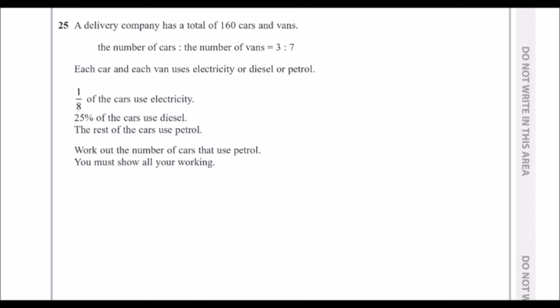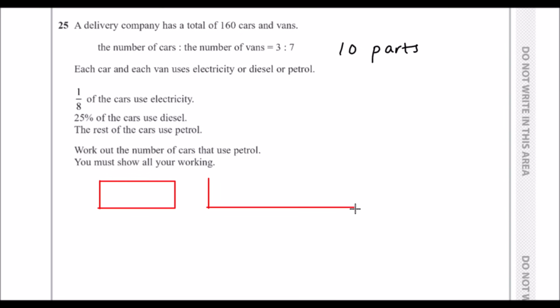Question 25. A delivery company has a total of 160 cars and vans. The number of cars to the number of vans is 3 to 7. So that's 10 parts in total, 3 and 7. 10 parts. We could also draw that as boxes. So 3 boxes. And we'll have 7 boxes.